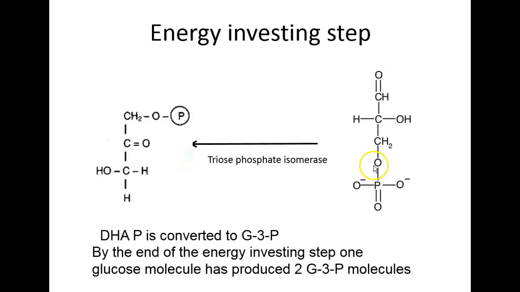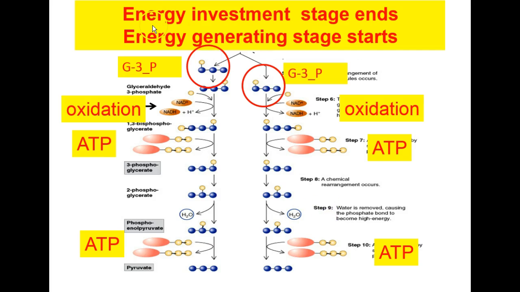DHAP will be changed to G3P. Thus, the end result of the energy investing step in glycolysis will be 2 G3P molecules. The energy investing stage in glycolysis ends with 2 G3P molecules, which were the product of splitting one 6-carbon molecule of fructose. Now starts the energy generating stage of glycolysis.